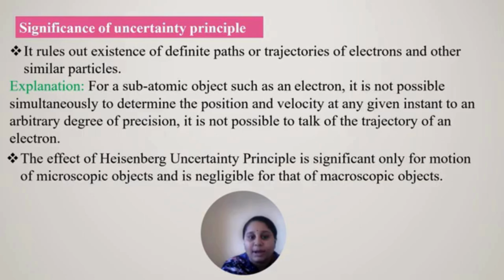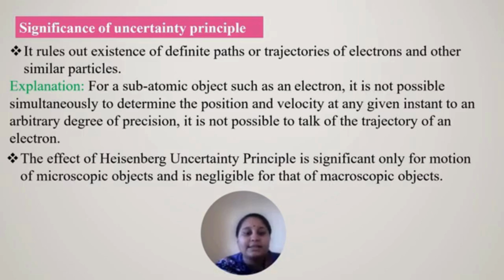For example, a subatomic particle, electron or proton or neutron: it is not possible to simultaneously determine the position and velocity at a given instant of time to any degree of precision. And it is also not possible to determine the trajectory of an electron. So we cannot exactly determine how an electron moves in a definite path. It cannot be determined.